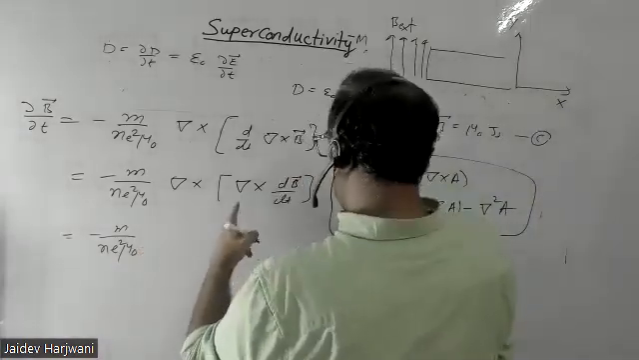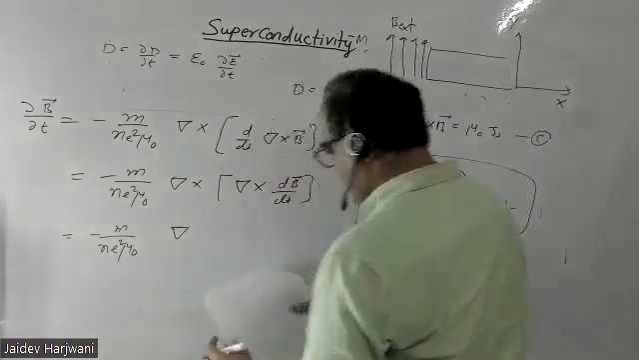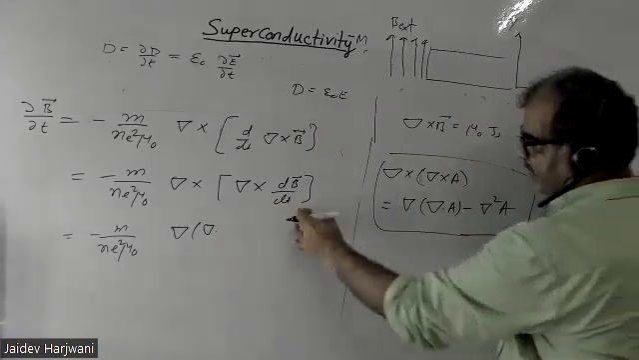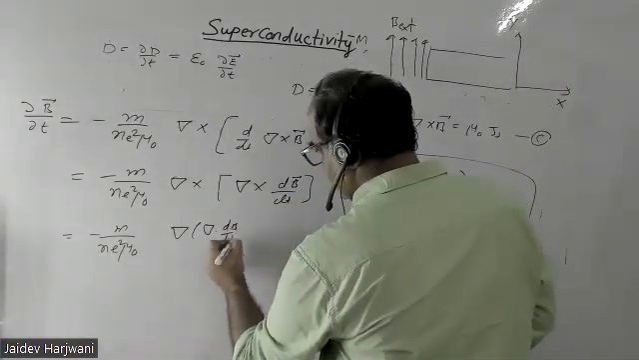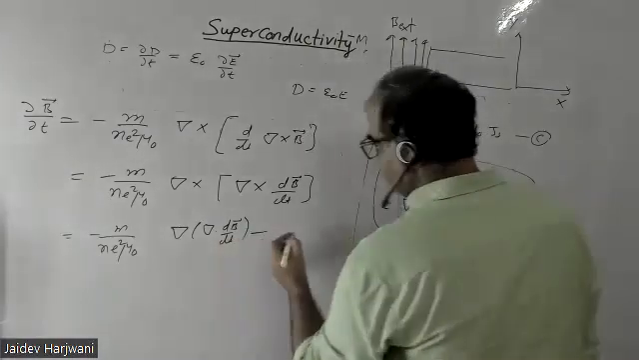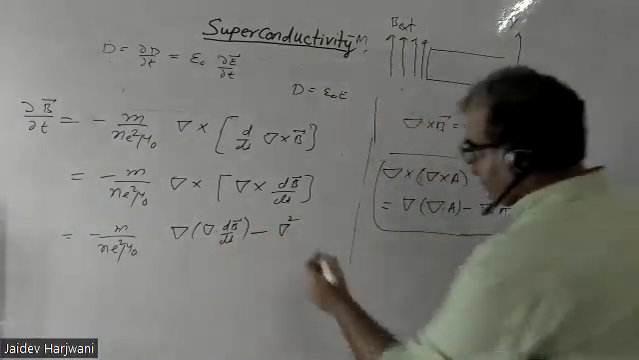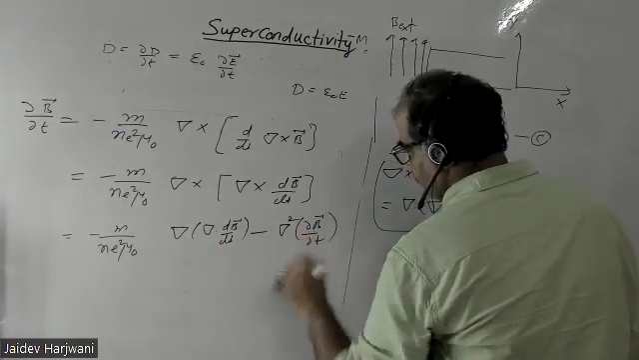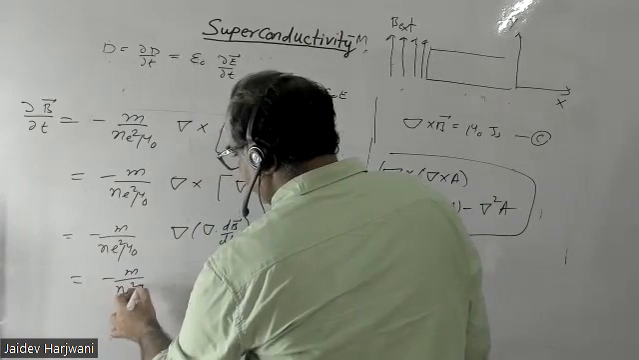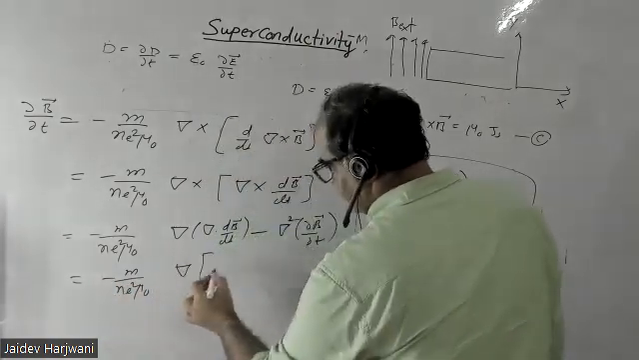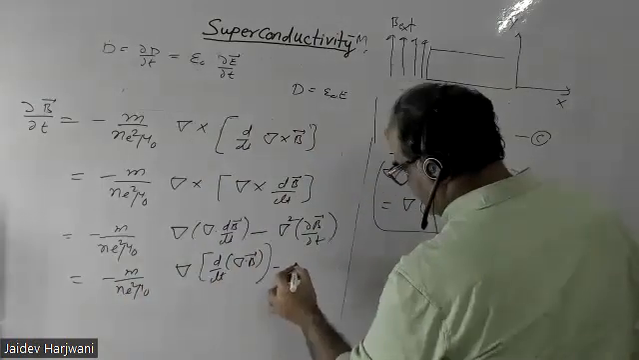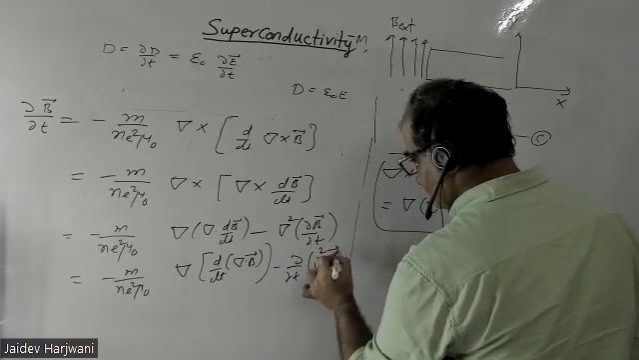So this will give you del into del dot B, where instead of A we have del B upon del T. So this becomes minus del square of del B upon del T. Separating the time part makes it easy. So now m upon n e square mu naught, you have del, and I can write del B upon del T divergence of B, minus del upon del T of del square B.